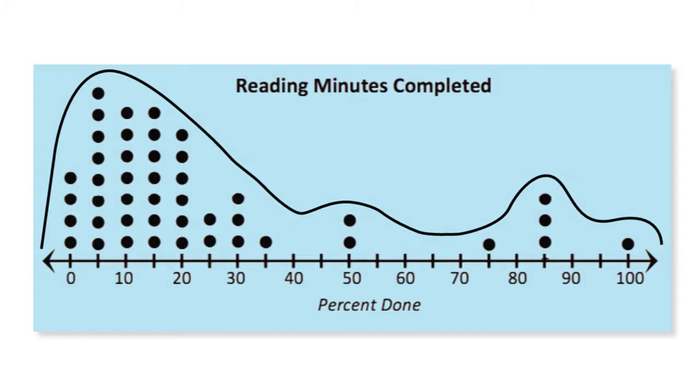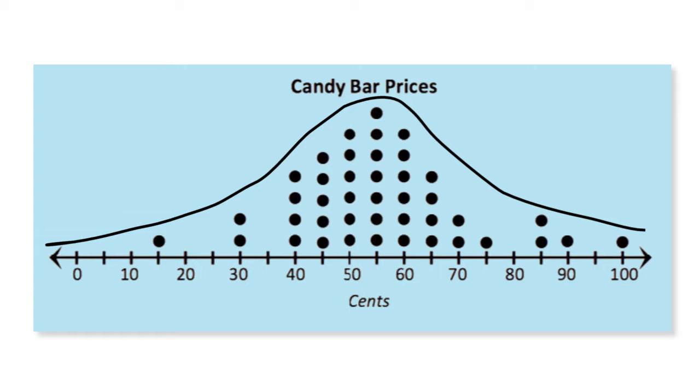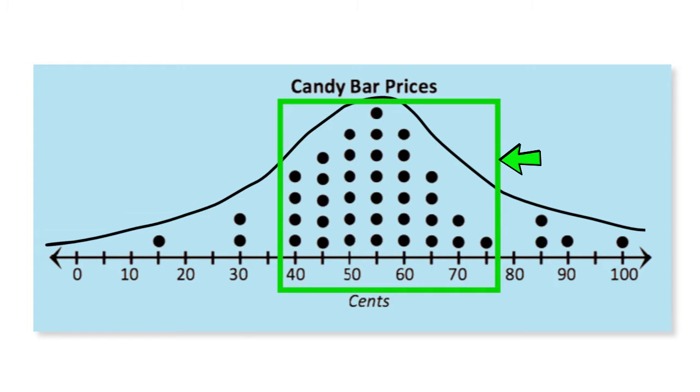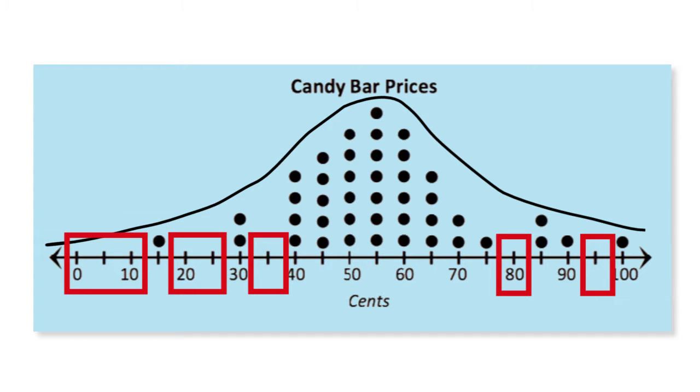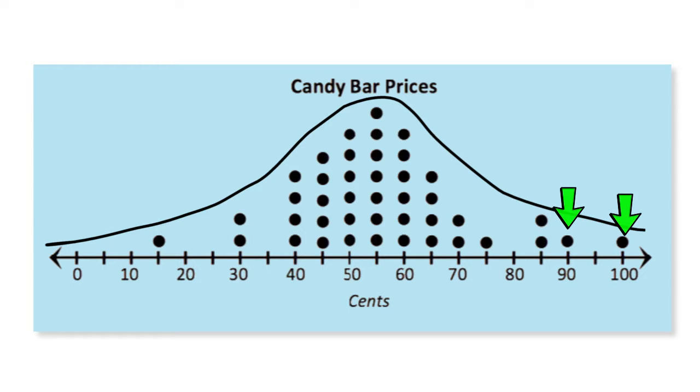Let's look at one more dot plot. This dot plot shows the candy bar prices in cents. This graph has a cluster in the data from 40 cents to 75 cents. There are a few gaps on this graph to the left and a few more gaps on the right. Although there are 1 or 2 more data points on the right, none are very significant, so the data may be slightly skewed to the right. The most common price or peak on the graph is 55 cents.